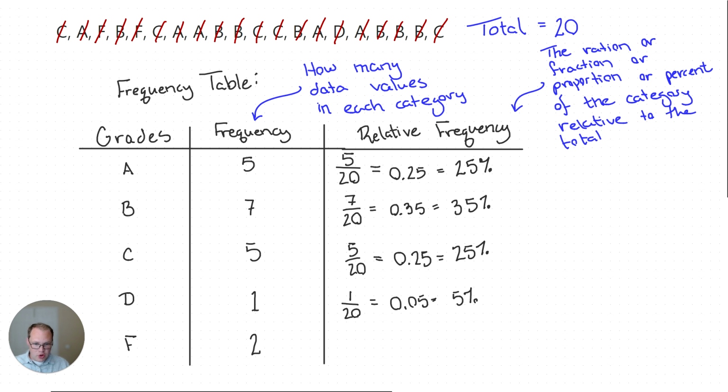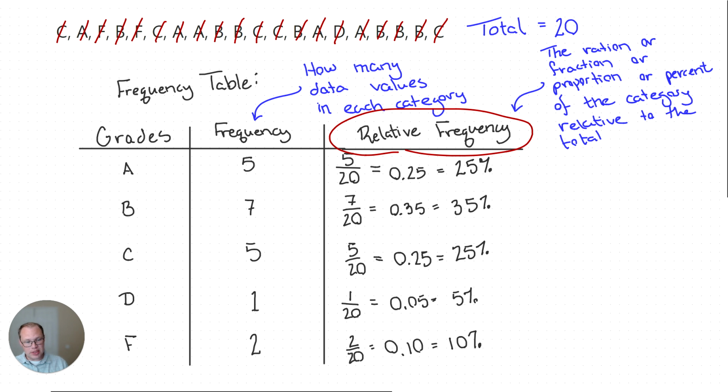And then I have 2 out of 20. Now I could put that into the calculator, or I could realize that 2 over 20 is just twice as many as 1 over 20. So I could just double all of this. If you want to put it into the calculator, no harm in doing that. But 0.10 or 10%.